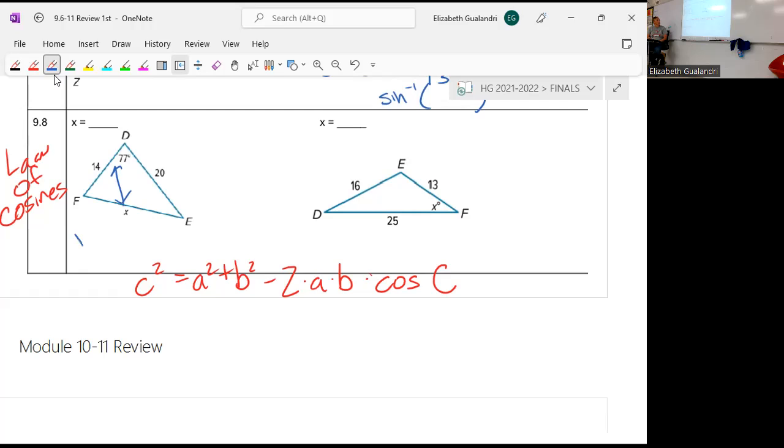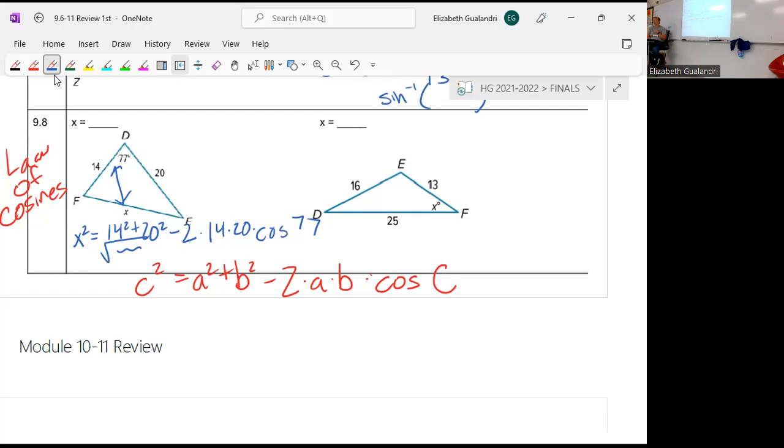So for this one, I could set up x squared equal to 14 squared plus 20 squared. There's my a squared plus b squared. Minus 2 times a times b, so 2 times 14 times 20 times, the order of the 14 and 20 does not matter, times the cosine of c, which in this case is 77. Since there's no variable on the entire right side, you just type in that entire thing, you get a decimal, and then to solve for x squared, you take a square root of whatever you got there, and it gives you your answer.